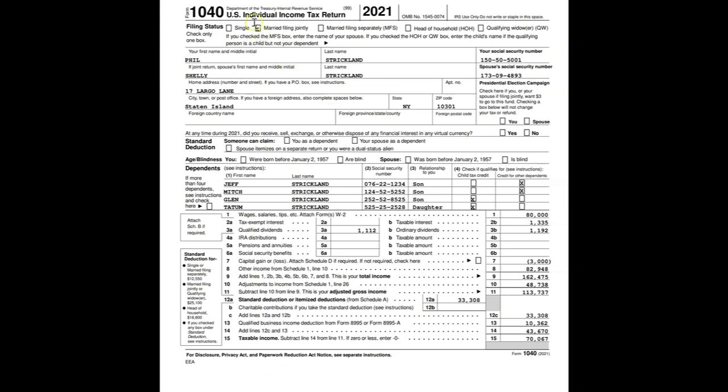Now we're back on 1040, page 1, and right there on line 8 where it says other income from Schedule 1, line 10, there's that $82,948. You don't see the specific profit on Schedule C here on page 1 because it's part of this other income from Schedule 1. But most of the income that Phil and Shelley Strickland earned this year comes from his W-2, $80,000, and her Schedule C business.